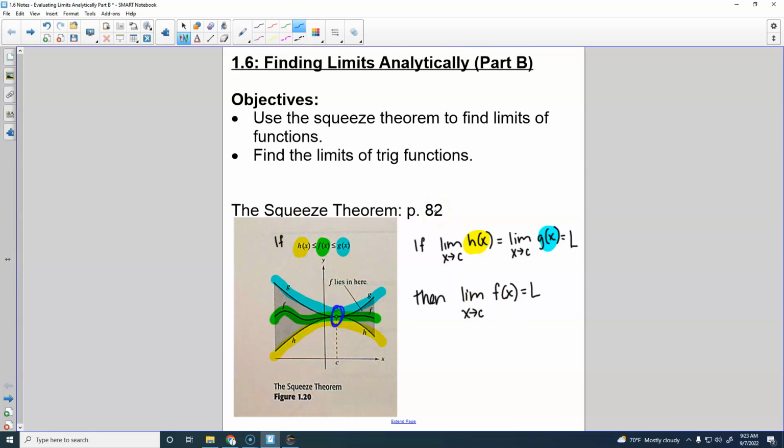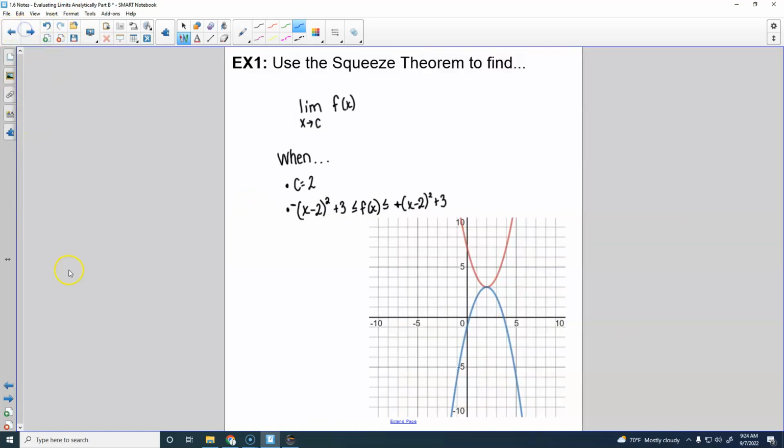And it can be used to find limits of functions that we otherwise would not know how to find the limit of. Right? So maybe h here and g here are both parabolas and we know how to find their limits, but we don't know how to find the limit of the crazy function in the middle. We could use the squeeze theorem for that. So it can be used to prove several different things with the trig stuff that we're going to see soon. So that is why it is in this section.